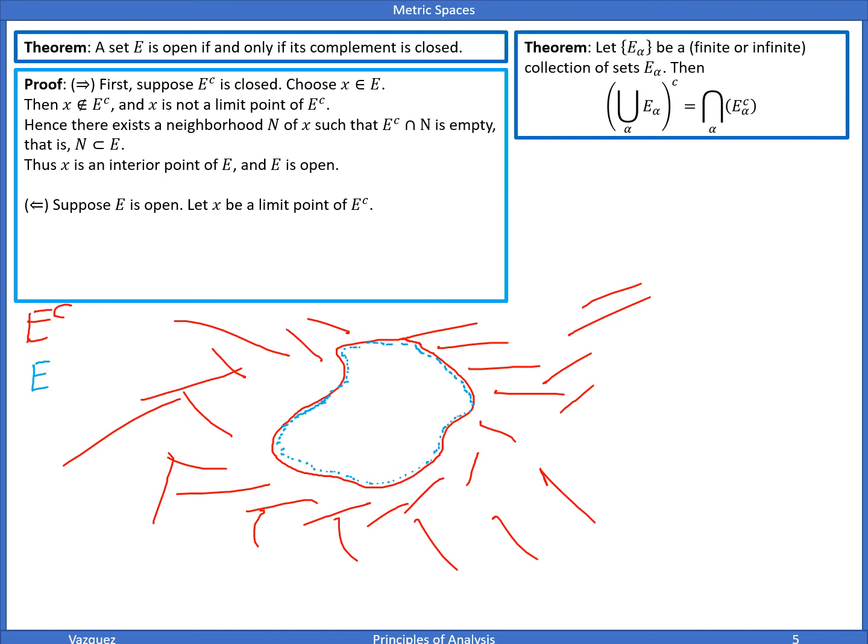It's just like that. So suppose E is open, let X be a limit point of E complement. So that means it should probably be somewhere here, right? X is somewhere there, because it will be a limit point of E complement. Well, then every neighborhood of X contains a point of E complement. So I'm going to draw that neighborhood. No matter how small we make this neighborhood, since it's a limit point of E complement, there's another point of E complement in that neighborhood here. So X is not an interior point of E.